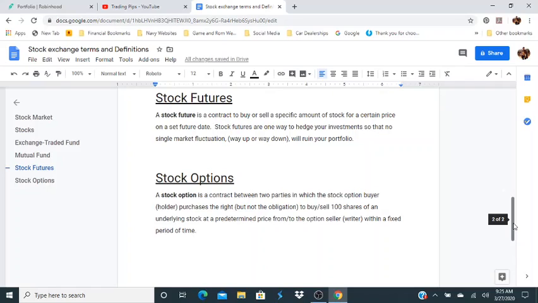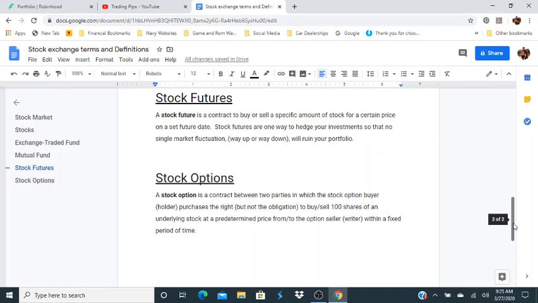Stock options. A stock option is a contract between two parties in which the stock option buyer, the holder, purchases the right, but not the obligation, to buy or sell 100 shares of an underlying stock at a predetermined price from or to the option seller, the writer, within a fixed period of time.